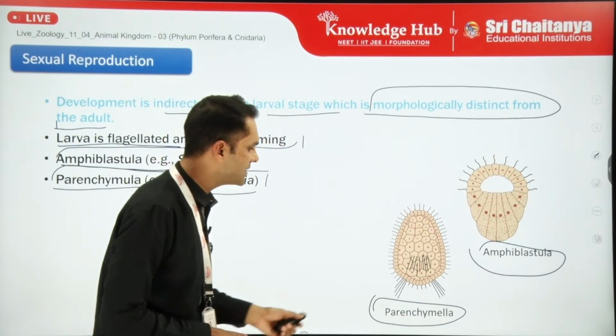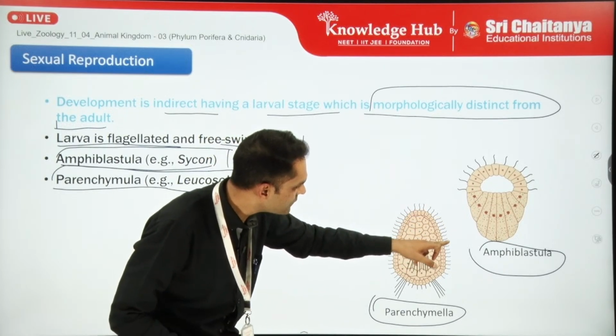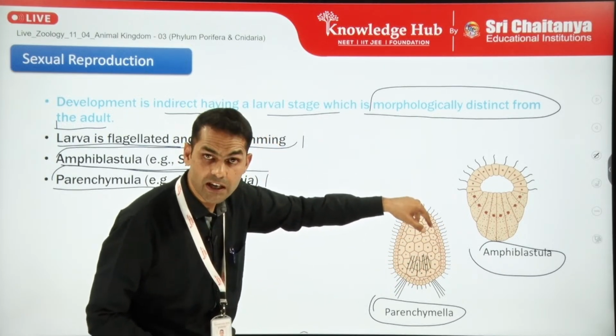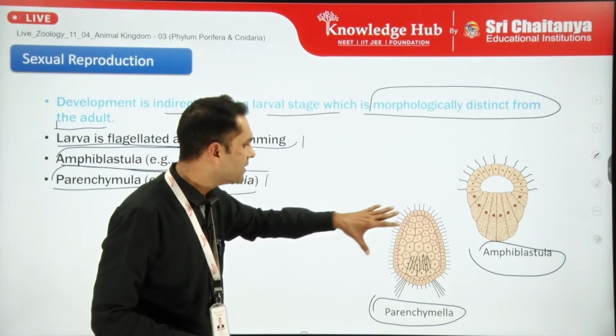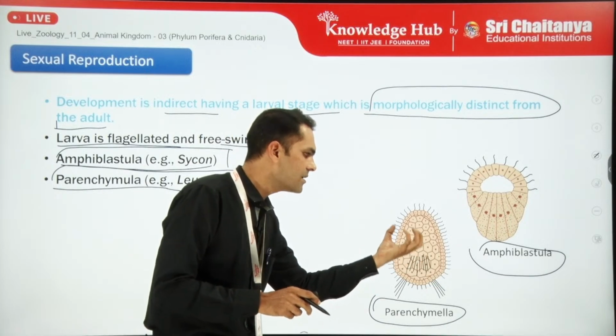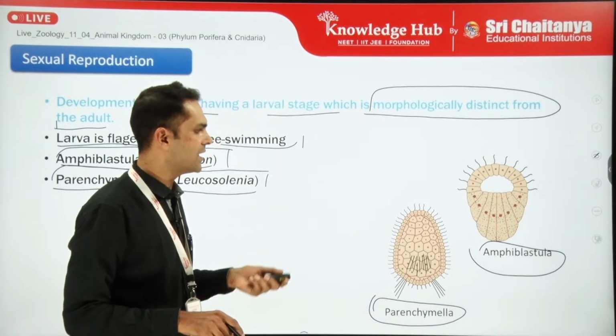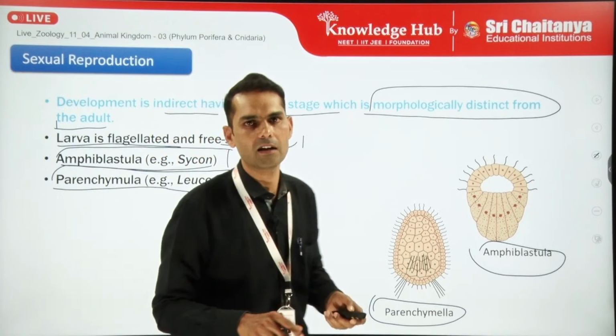Similarly, as you can see in the parenchymula larva, the flagellated layer of cells forms the outermost layer, and inside the layer all the non-flagellated cells appear as a single inner cell mass. Okay, so this is the basic difference between the amphiblastula and parenchymula larva.